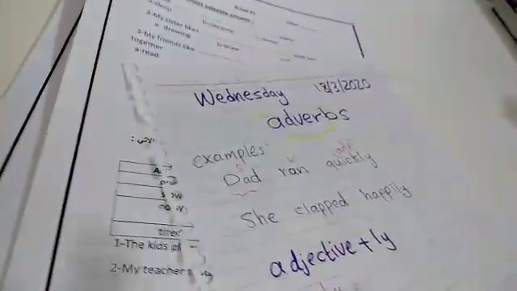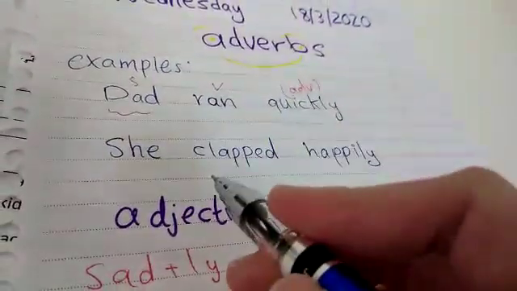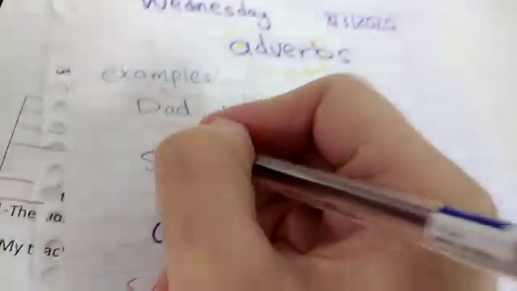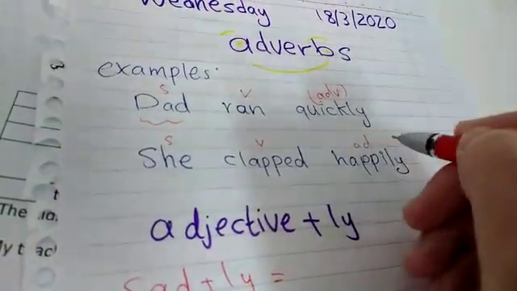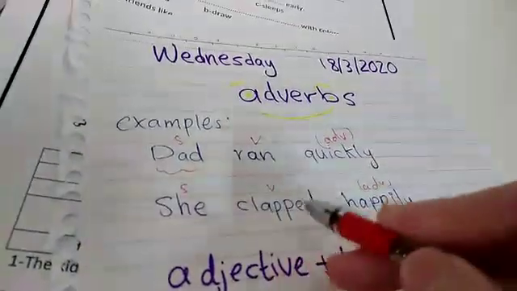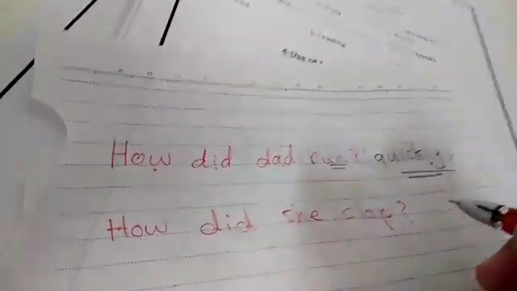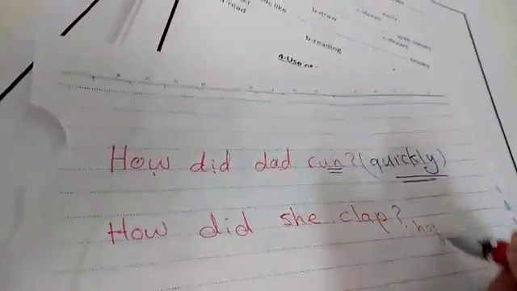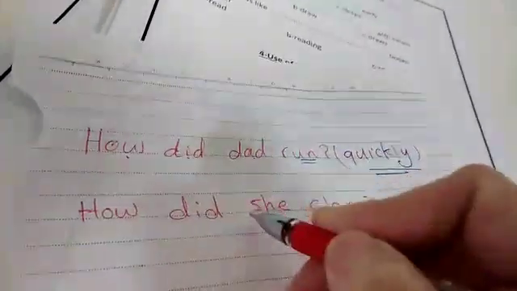The next example. She clapped happily. She, the subject, clap, the verb, and the adverb is happily. How did she clap? We answer, she clapped happily, because happily tells us about the verb clap.